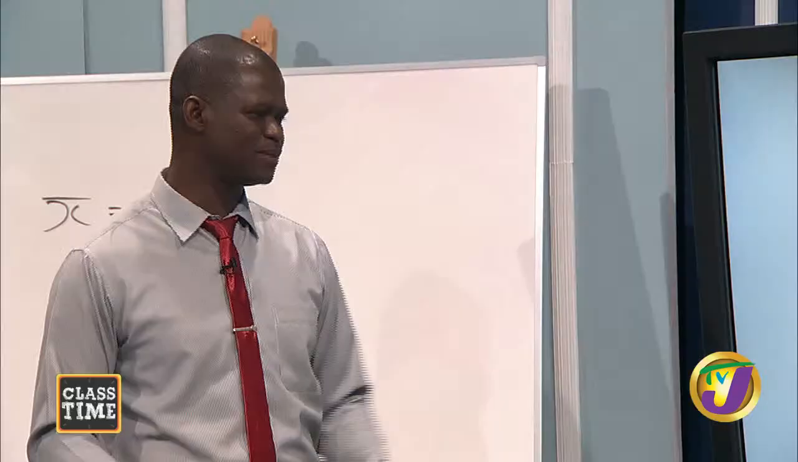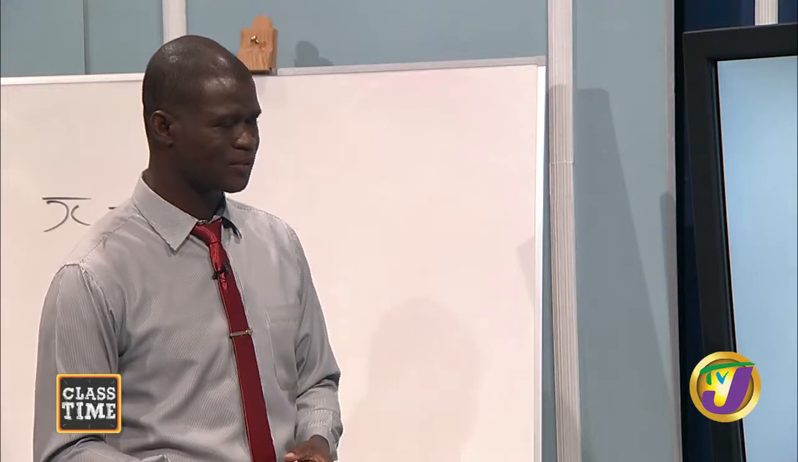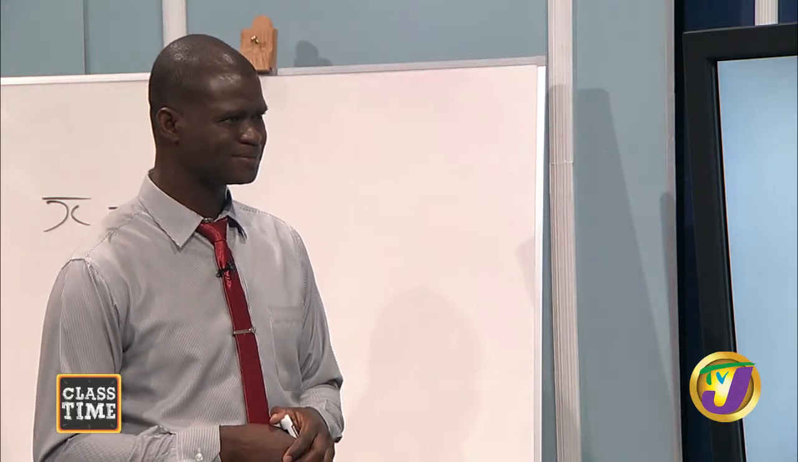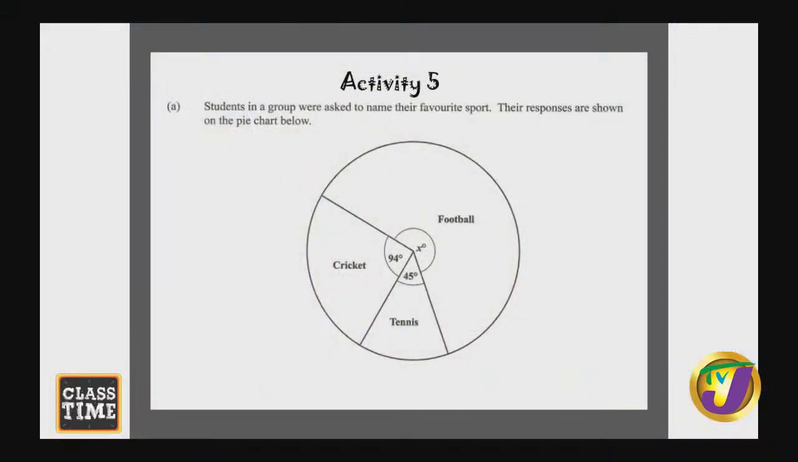Can this angle be more than the angle for football? Could it be more than 360? Could it be less than 94? Well, if the angles in the circle sum to 360 degrees, sir, it could never be more than 360. So it has to be less than 360. But based on what I'm seeing here, it has to be more than 94. Definitely. Okay. All right, so let us see what they're asking.